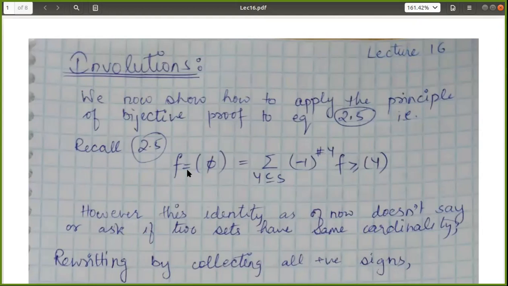So we see how the principle of bijective proof can be applied to this particular equation, and that will in short give us a combinatorial proof. So f equal to of the empty set, last time itself we have seen that this is given by the alternating sum of the sets f greater than or equal to y.